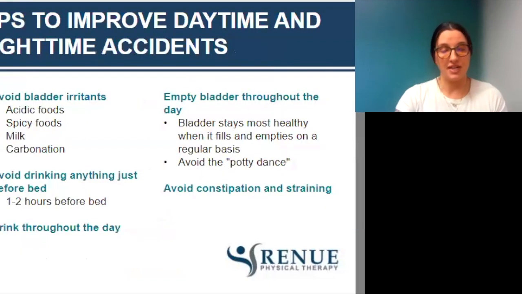Tips to improve daytime and nighttime accidents. Avoid bladder irritants. Acidic foods, spicy foods, milk, and carbonation are the main bladder irritants. Avoid drinking anything 1 to 2 hours before bed so that your body isn't producing urine. But drink water throughout the day, because that will help manage constipation and keep the urine less concentrated.